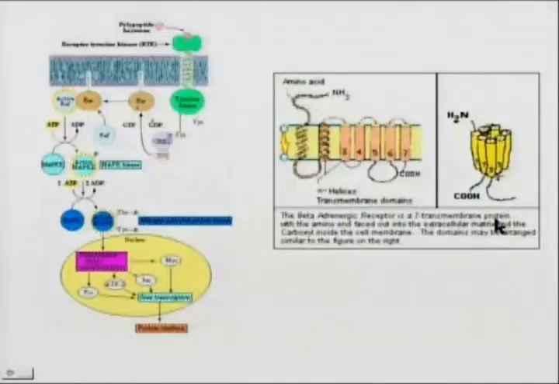With the 7 transmembrane spanning segments, this is the beta adrenergic receptor, and we see that the amino end is faced out into the extracellular matrix. So the amino terminal is extracellular, and the carboxy terminus is intracellular. We also see the 7 transmembrane spanning segments, and this creates loops.